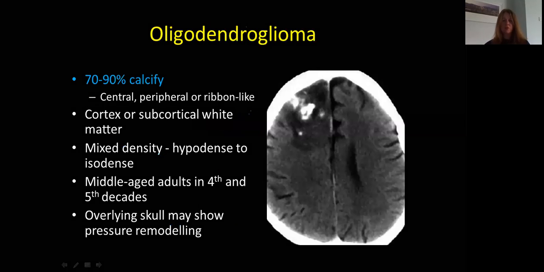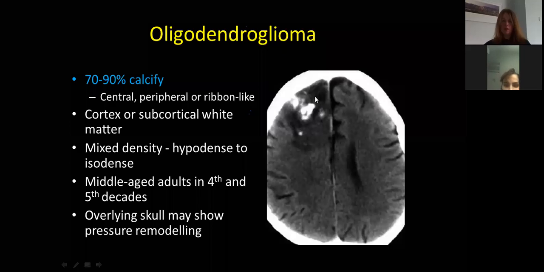So a high proportion of oligos will calcify. And again, calcification can sort of look like anything, so the pattern of calcification doesn't really help you particularly. These tend to be cortical or subcortical. So this peripheral location here in the right frontal lobe is pretty good for an oligo. On non-contrast CT, they can be mixed density. So in this case, you can see hypodensity here, and actually more subtle hypodensity here, but none of this is isodense. This is all hypodense relative to brain parenchyma.